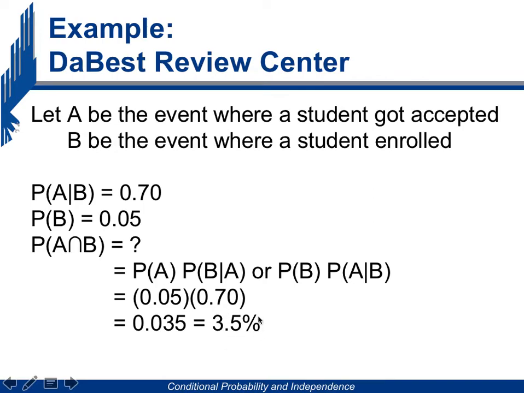And to interpret this probability, since this is the probability of the intersection of A and B, this means that if we randomly select one ASSET taker, the probability that the randomly selected student got accepted and enrolled at the Best Review Center at the same time is 3.5% only.